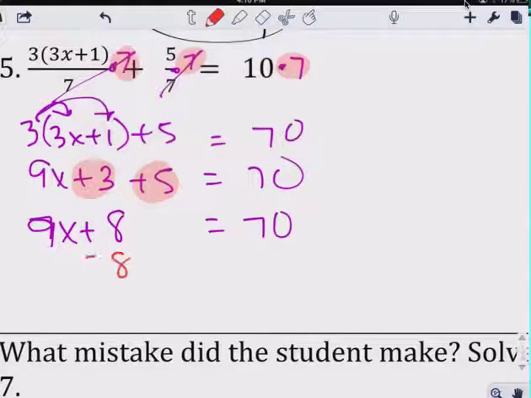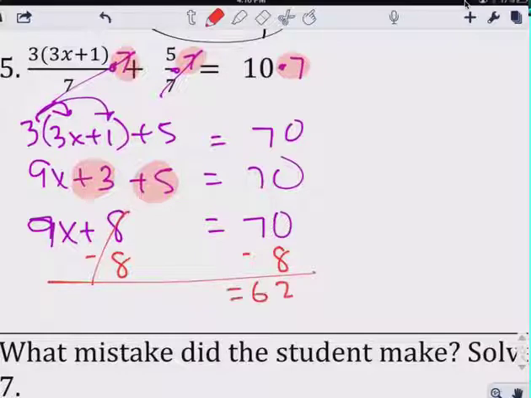Subtract 8, that gives you 62 equals 9x. Divide by 9, divide by 9. Your answer is x equals 9.